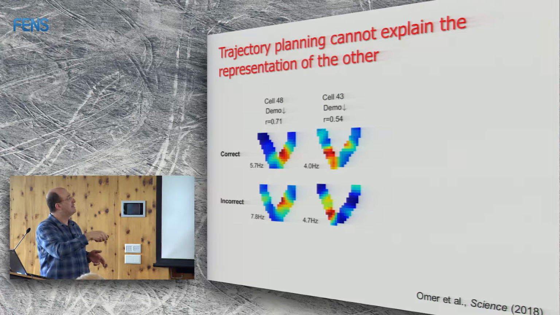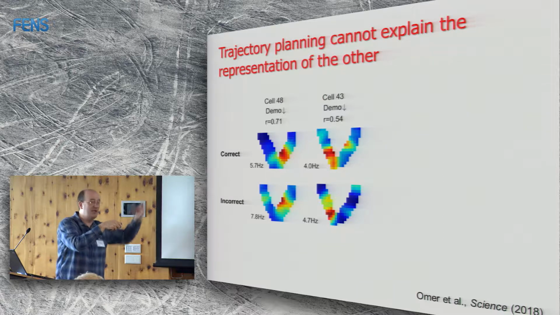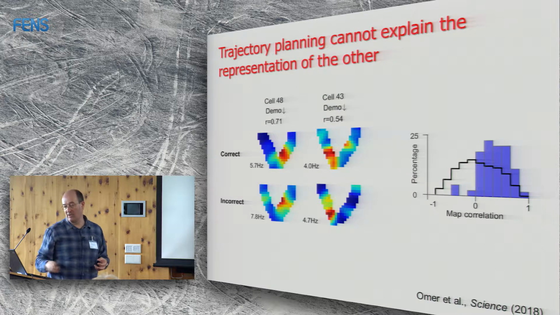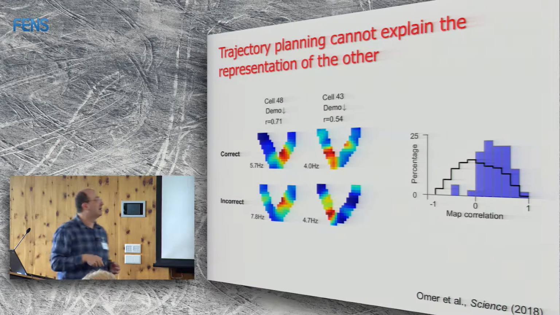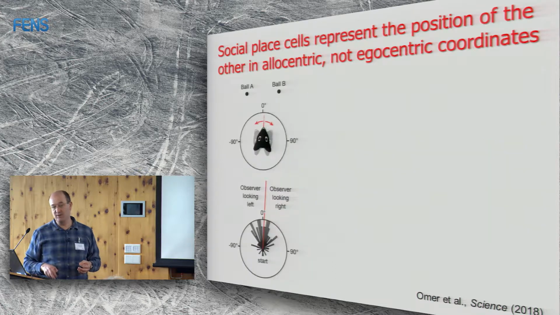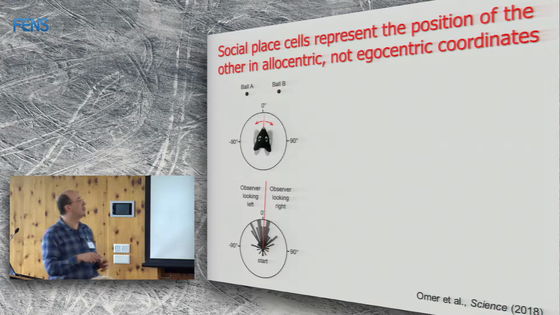These are 2 example neurons showing a similar firing, similar place field, similar social place field, similar representation of the other for correct flights versus incorrect flights. And when you look at the correlations across the population, there are reasonably high correlations there. So it doesn't seem to be trajectory planning. And we have some other arguments against that. These 3 different arguments, I'm just going to show you one.